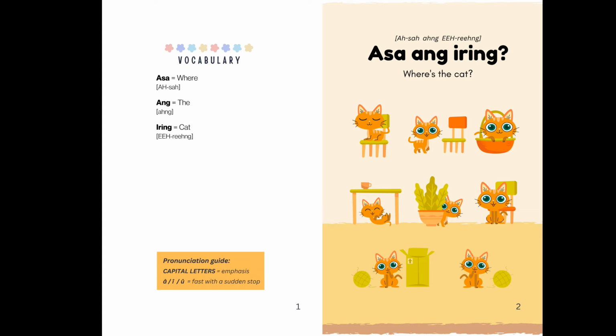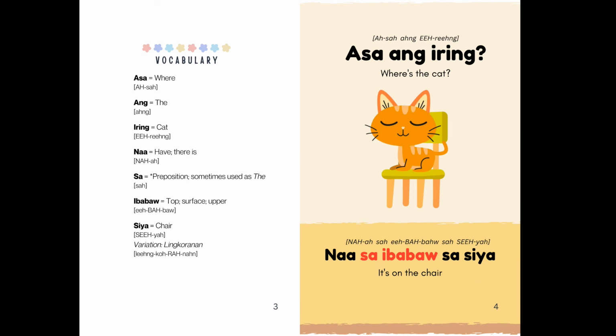Pronunciation guide. Capital letters means emphasis. Glottal stop: a, i, and u is pronounced fast with a sudden stop. Like this. A, i, u.